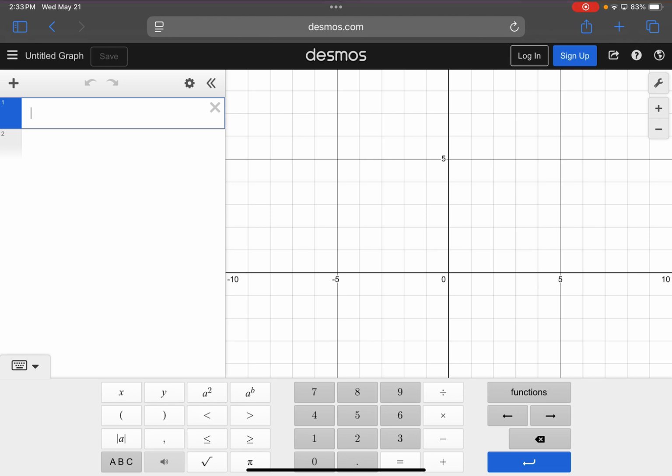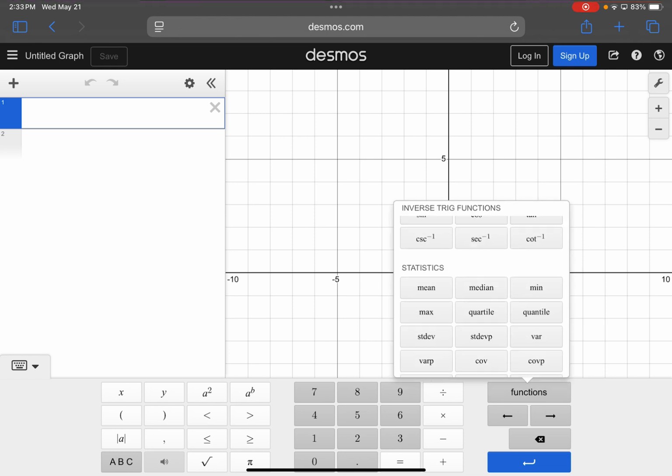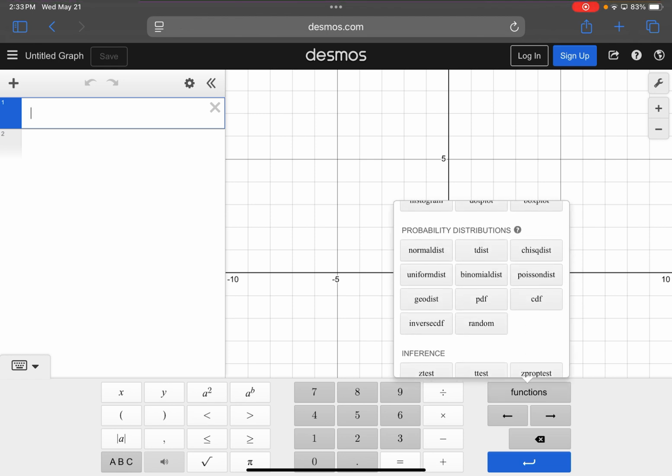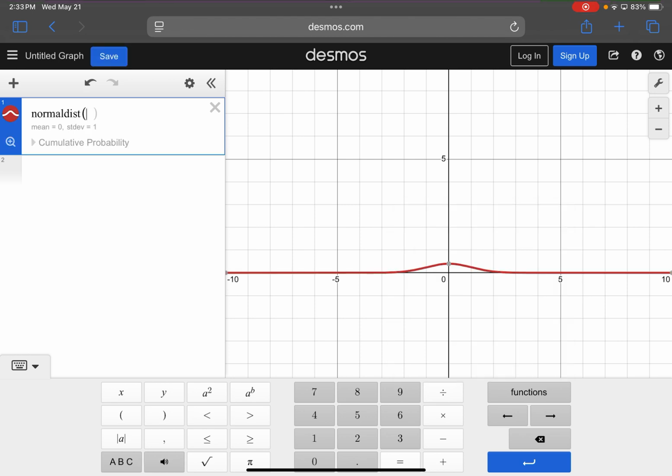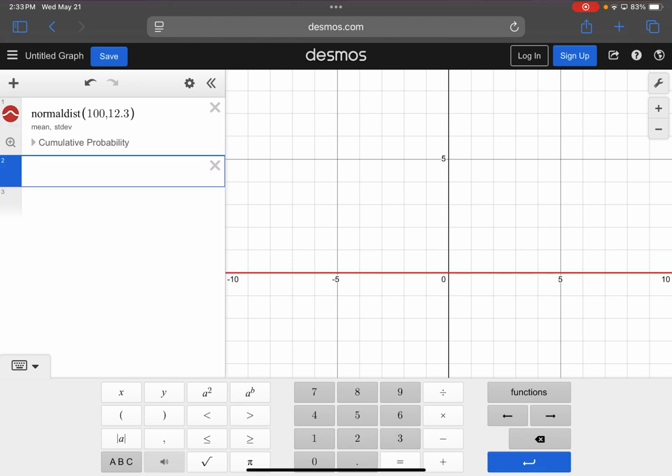So you want to make sure you go into functions, and then you're going to go down to the probability distributions, and we're going to select normal distribution, which is the top left corner here. So now it's asking, what do you want for the mean and standard deviation? So in that problem, they were taking a test. It was a mean of 100, comma, and then the standard deviation of 12.3. So we have everything typed in that we need.